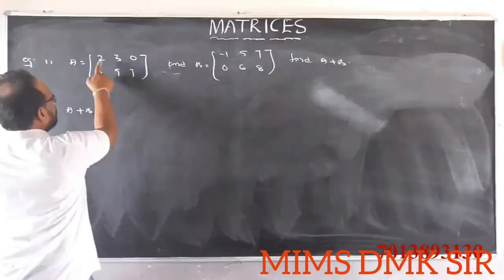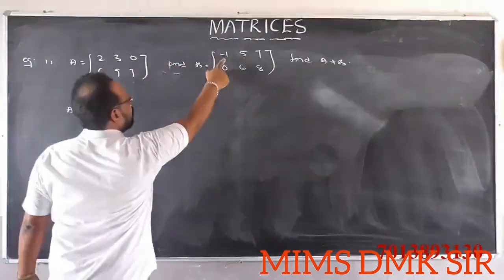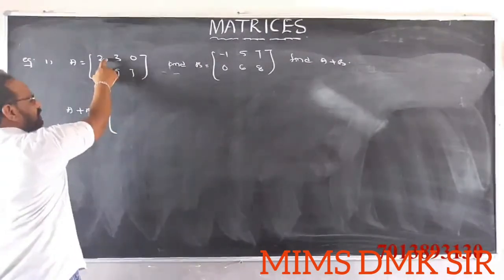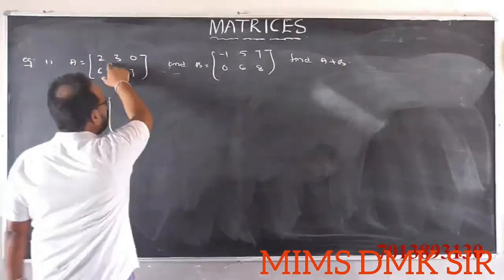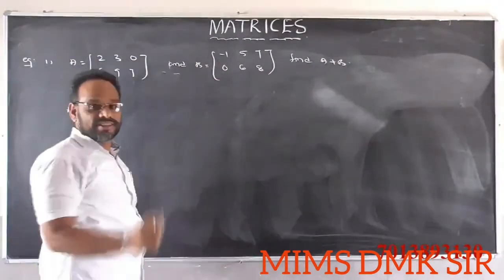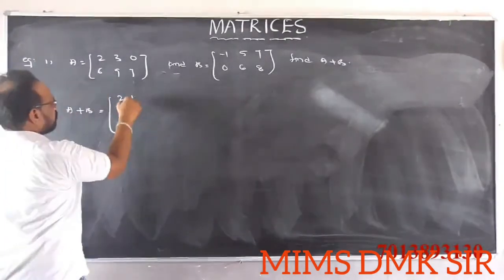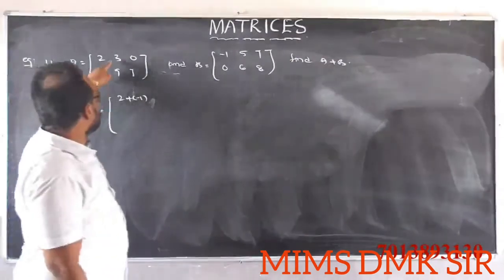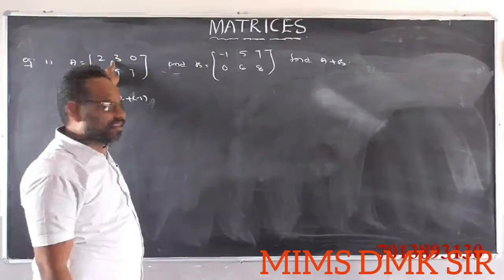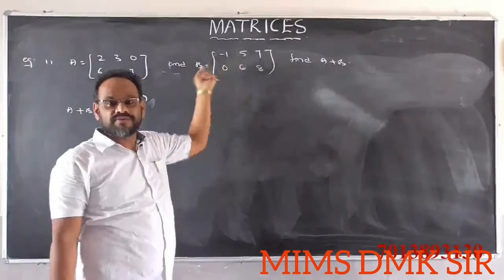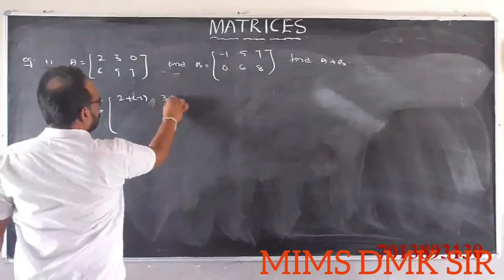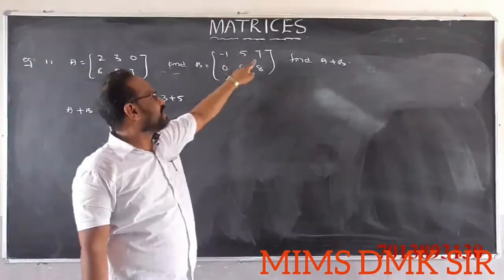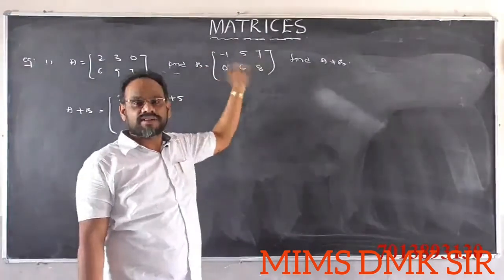So for A plus B, the first row first column element in A is 2 and in B is -1. Their sum is 2 plus of minus 1. The first row second column element is 3 in A and 5 in B. We want their sum, that is 3 plus 5. The first row third column element is 0 in A and 7 in B. We want their sum, 0 plus 7.